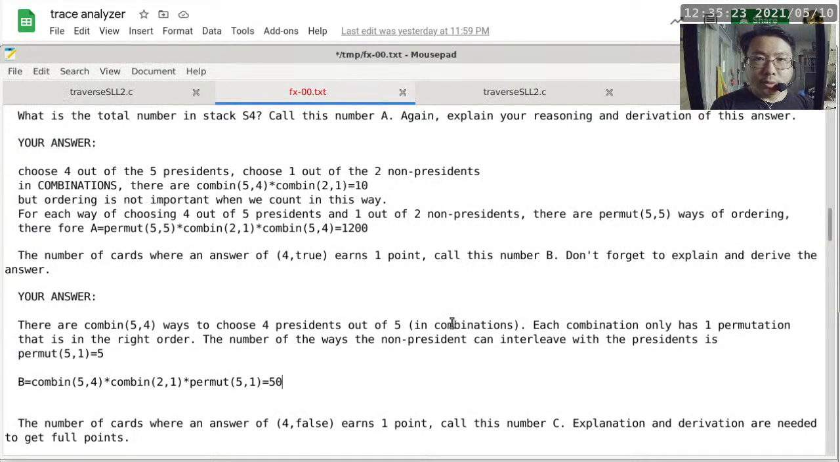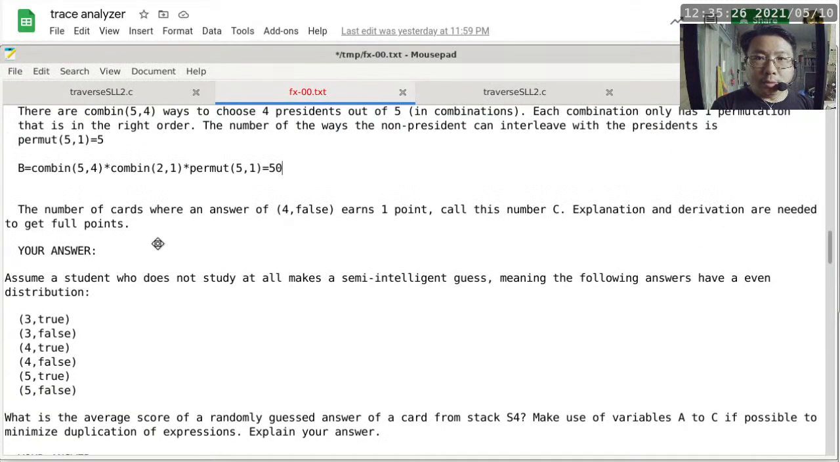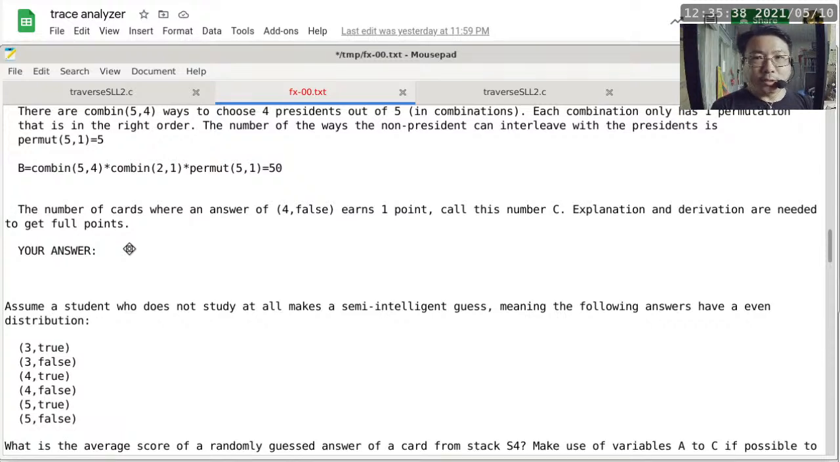Alright, so we are almost there. The number of cards when an answer of 4 false earns a point, call this C. Explanation and derivations are required to get full points. Now this one is easy, because this is referring to all of the other ones. So once again, we have combine 5-4 times combine 2-1. That would be the number of combinations of these cards.